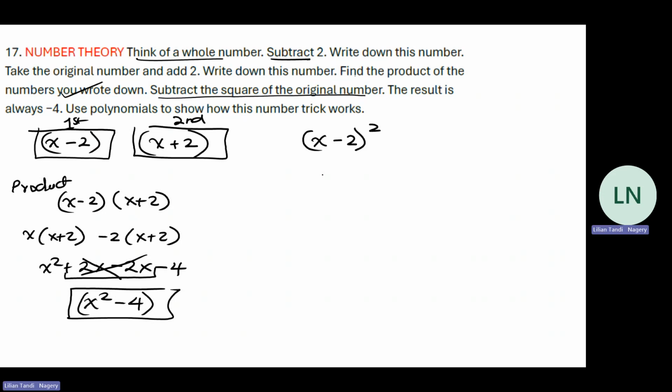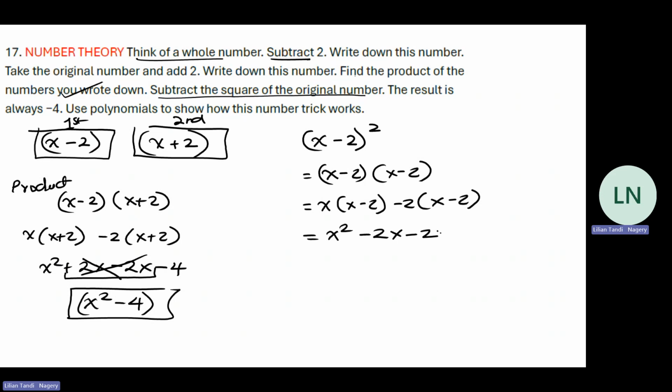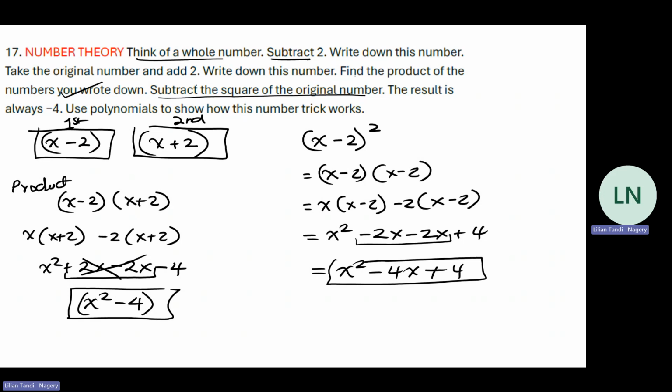What does that mean? This means x minus 2 times x minus 2. That becomes x squared minus 2x minus 2x plus 4. This becomes negative 4x. X squared minus 4x plus 4. Okay, so I have squared. This is the answer for the squaring.